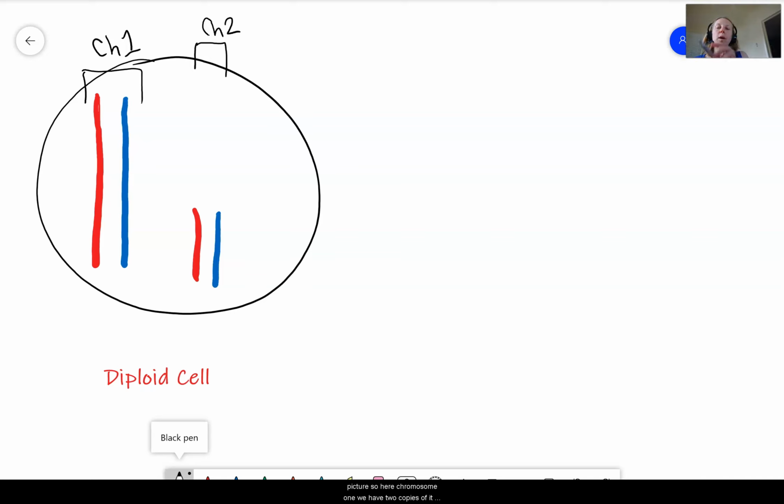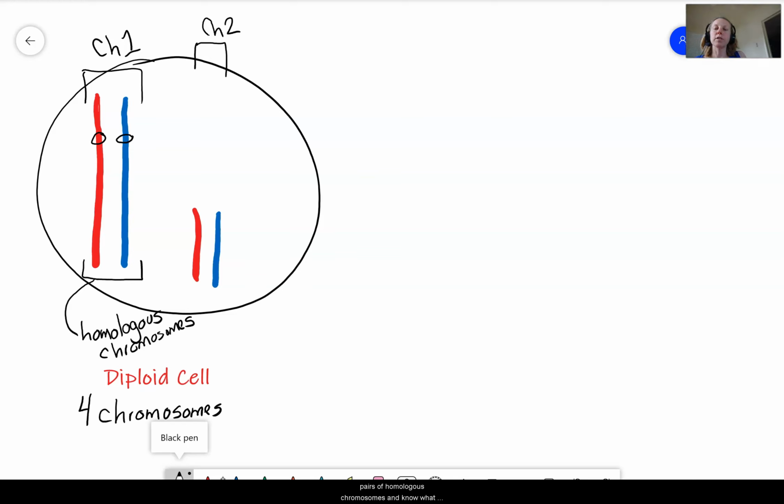Okay, so a couple other things I want to point out on this picture. So here, chromosome 1, we have 2 copies of it. These 2 copies have the same genes on them. So let's imagine you've got mom's eye color gene right here and dad's eye color gene right there. Mom and dad may have different colored eyes, so they may have different versions of the gene, just like the chromosomes are different colors, but the gene for eye color is in the same place on both chromosomes. And because of that, this pair are called homologous chromosomes. So on this diagram, we've got a total of 4 chromosomes, and these are coming in pairs, so they're 2 pairs of homologous chromosomes.